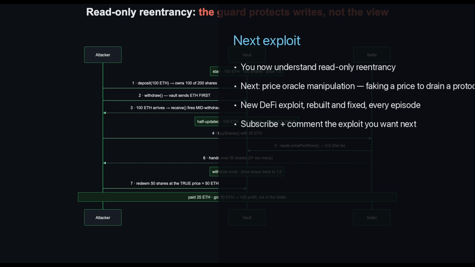That's read-only reentrancy: a robbery pulled off by a single view function, rebuilt and fixed in a few dozen lines. Next episode, price oracle manipulation: how faking one number lets you drain a protocol that trusts the wrong source.